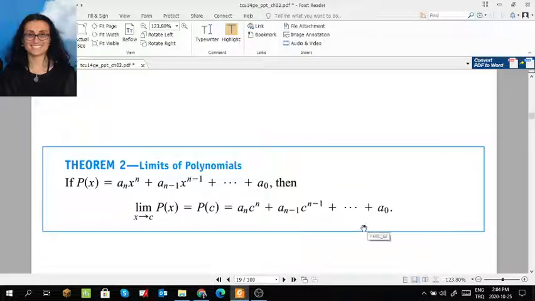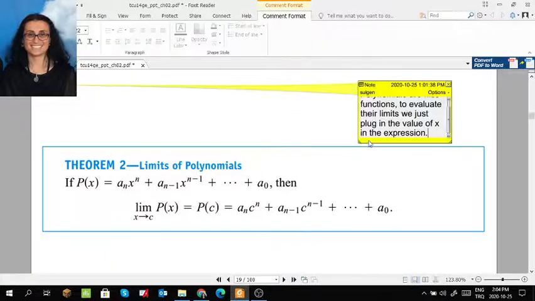Okay, let's look at the polynomials. Polynomials are always nice functions, and for the limit of a polynomial you just plug in the value, and that's all to it. So for a polynomial p of x, the answer is p of c. You just plug in c for x, and that's it.